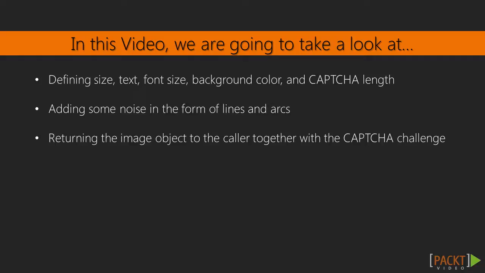So here we'll first define image size, text, font size, background color, and CAPTCHA length. Then we'll add some noise in the form of lines and arcs. And then we'll return the image to the caller together with the CAPTCHA challenge. So, let's do it. Although this is not strictly data visualization in usual terms, the ability to generate images using Python comes in handy in many cases, and this is one of them.